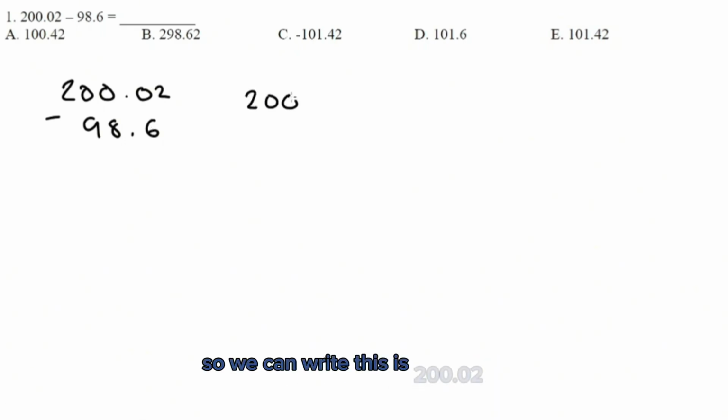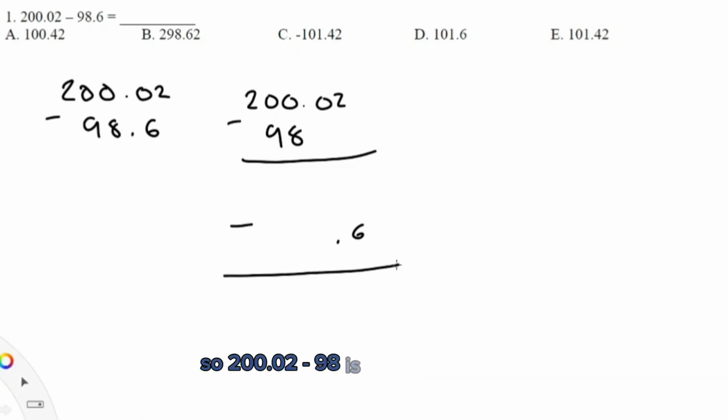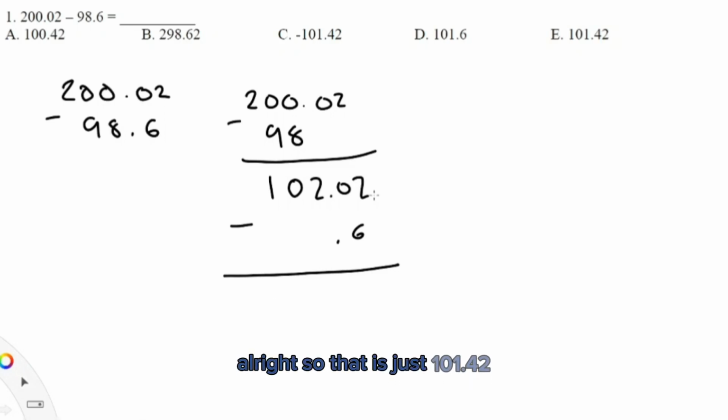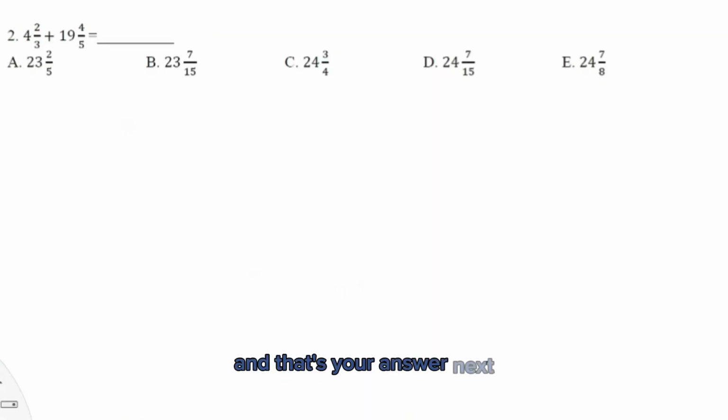So we can write this as 200.02 minus 98, and then whatever the answer to that is, we minus 0.6 from it, and that's how we get our answer. So 200.02 minus 98 is 102.02. Alright, next, 102.02 minus 0.6. Alright, so that is just 101.42. And that's your answer. Next, 4 and 2/3 plus 19 and 4/5 equals what?